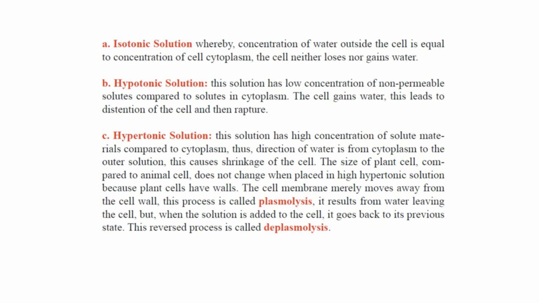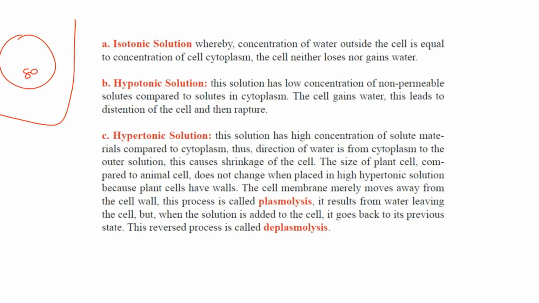In an isotonic solution, whereby the concentration of water outside the cell is equal to the concentration in the cell cytoplasm, the cell neither loses nor gains water. So we remember that cytoplasm is about 80% water. If in the glass basin or medium the water concentration is also about 80%, water particles stop passing through the plasma membrane. So the cell size does not get smaller nor bigger.